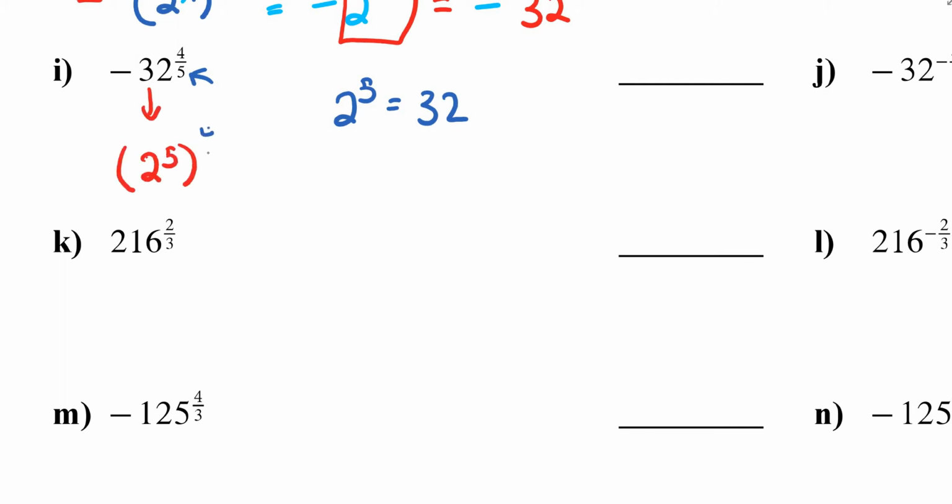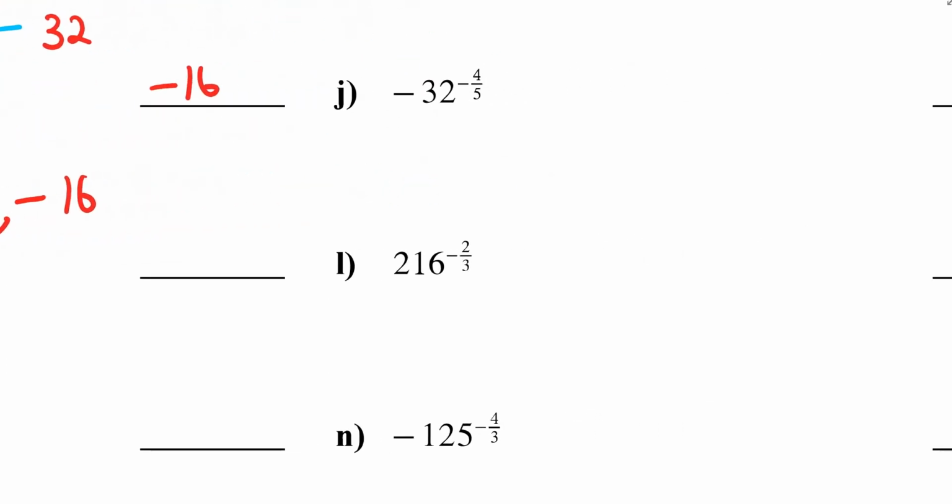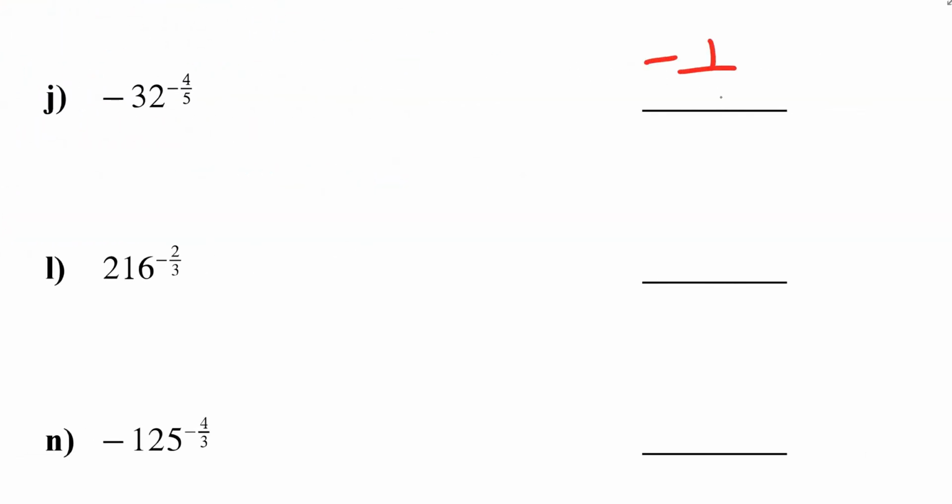And then I have a 4 over 5 there, the original, and the minus sign tags along. And once again, the 5 and the 5 cancel off, and you're left with negative 2 to the power of 4. 2 to the power of 4 is going to be 16, and then the minus sign tags along. So negative 16 is my final answer for I. And that means for J, the final answer is negative 1 over 16.